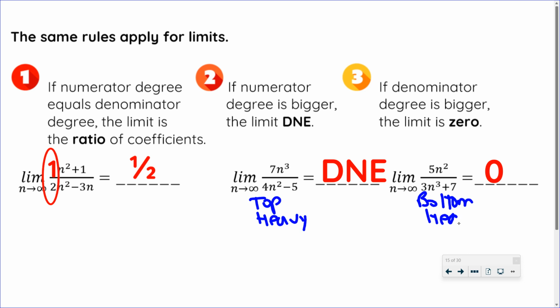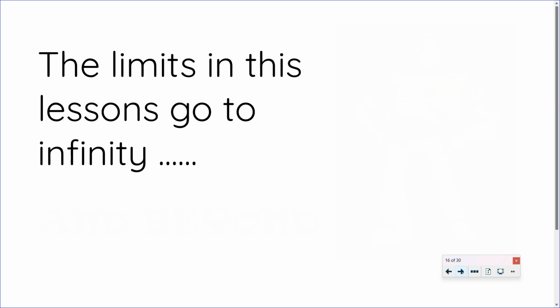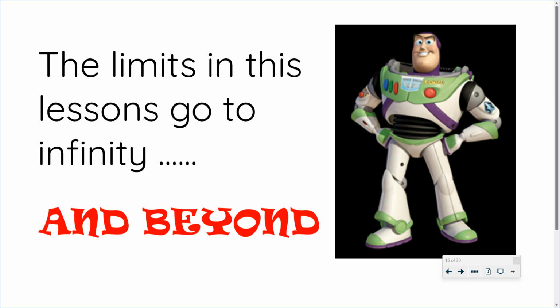So if you can remember the rules of horizontal asymptotes from 30-1, you can use those rules when it comes to limits. So remember, the limits in this lesson go to infinity and beyond, just like Buzz Lightyear limits.